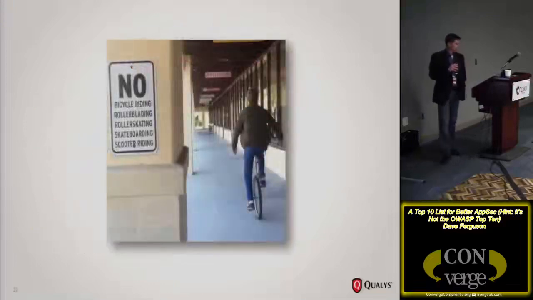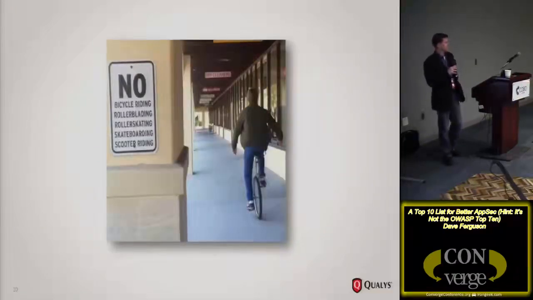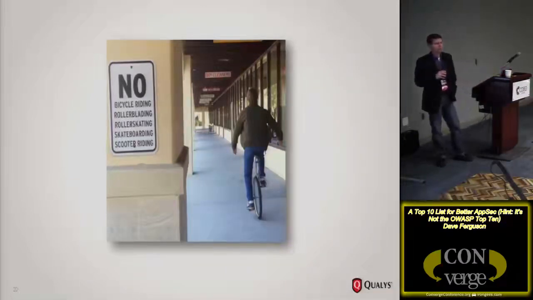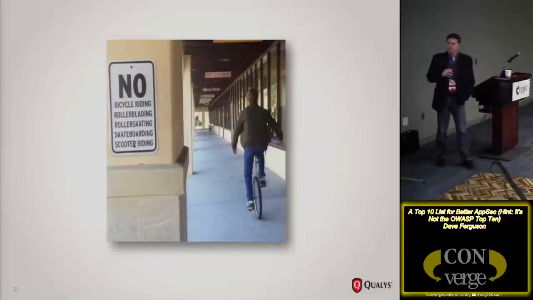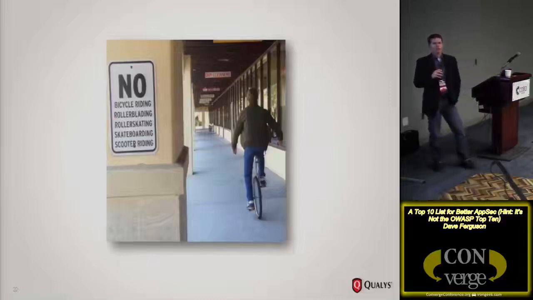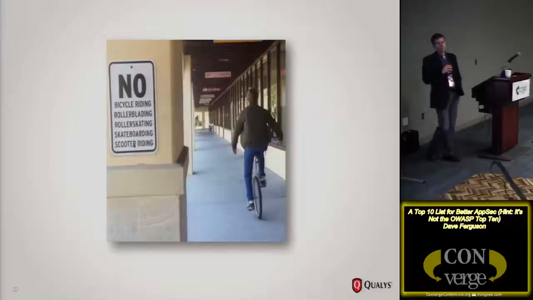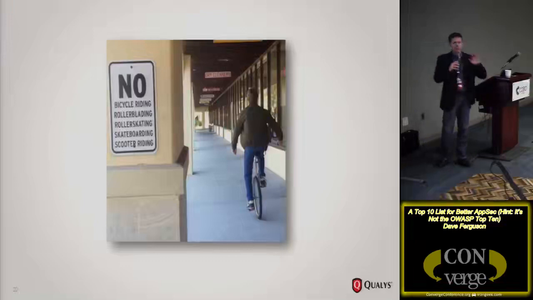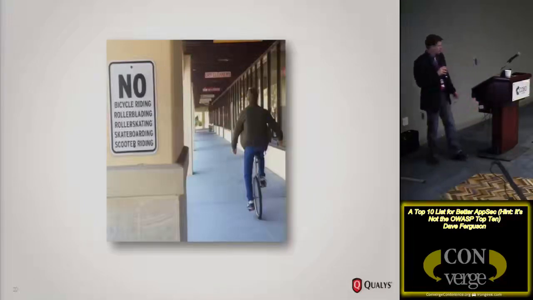Can anyone tell me what type of data validation this is? He's on a unicycle, by the way. This is blacklisting. This is blacklisting input validation. And so he's flown right by, no problems.